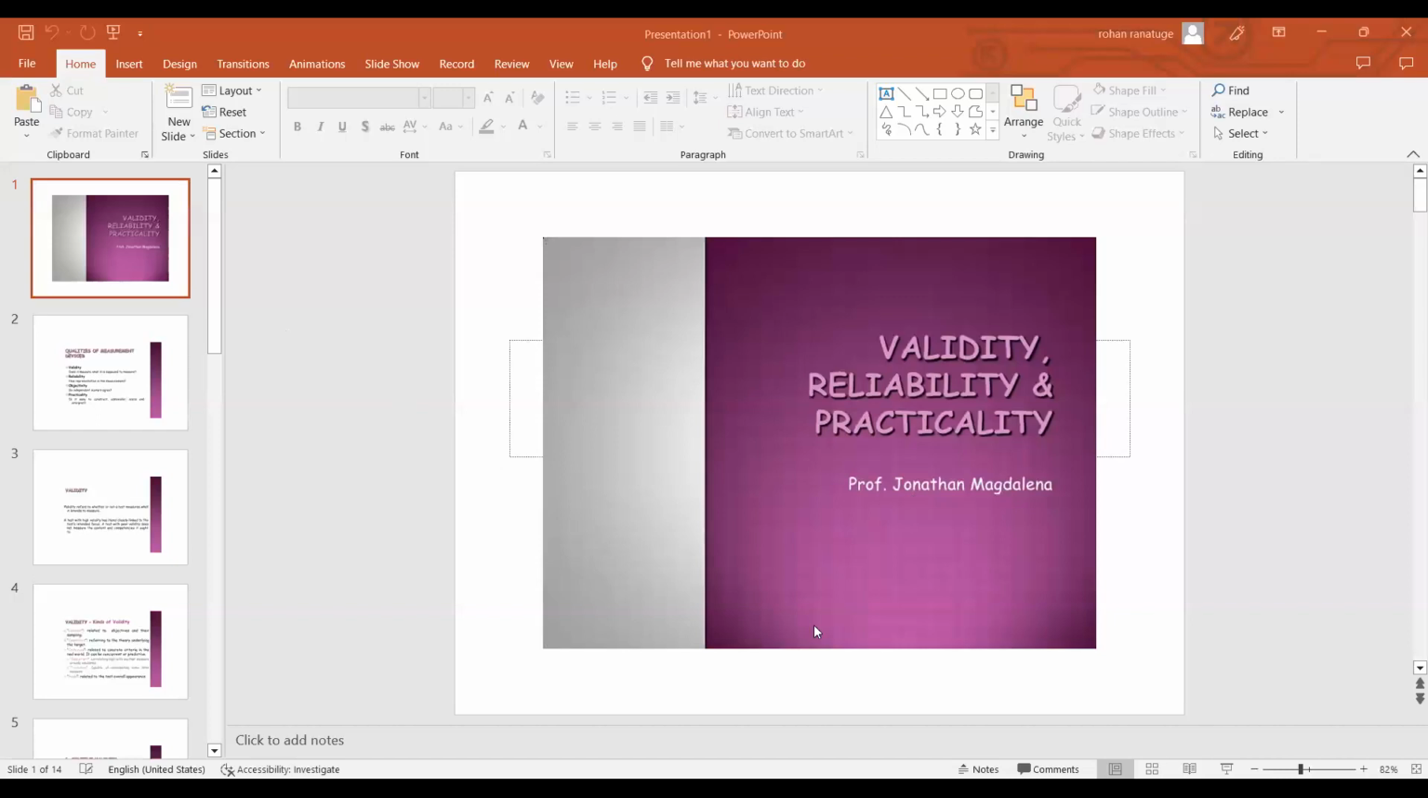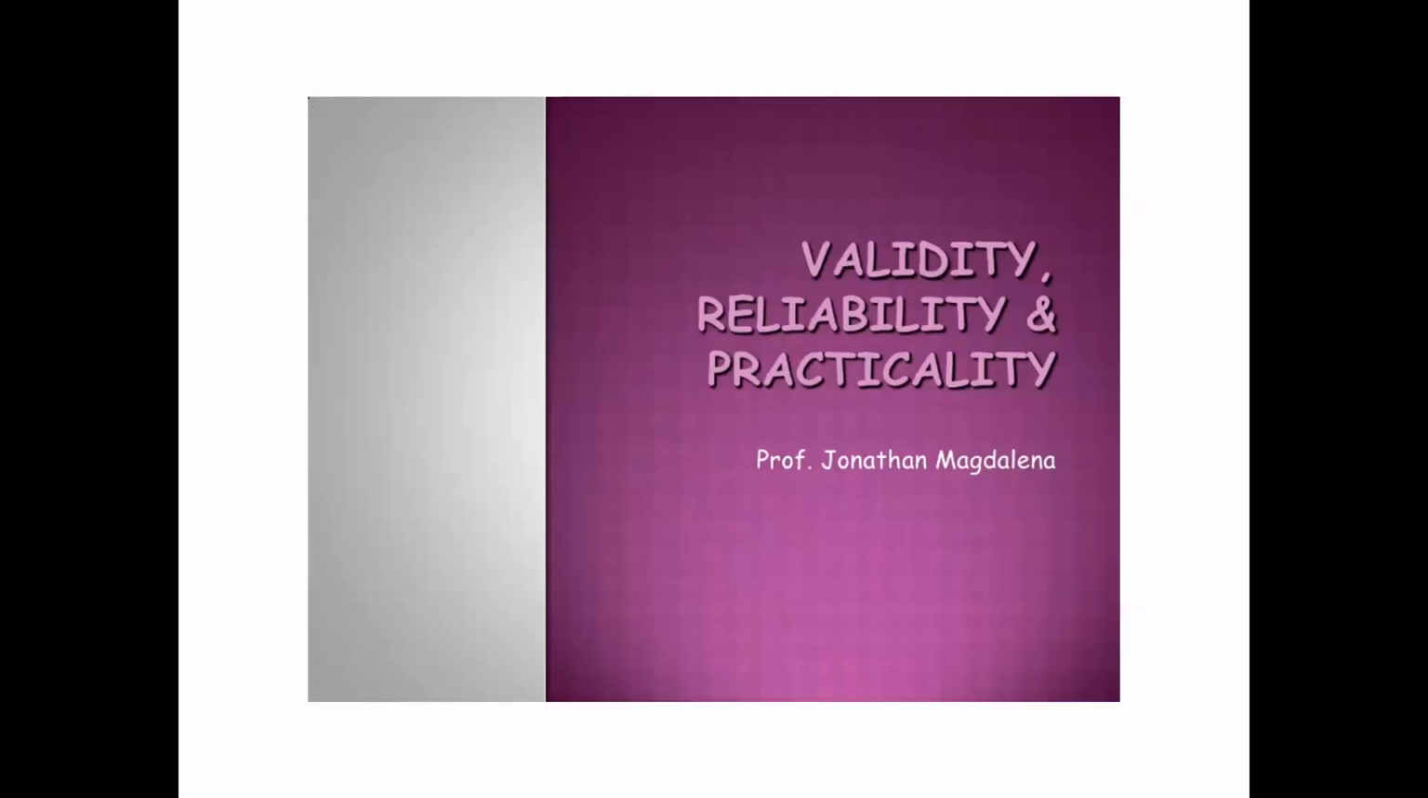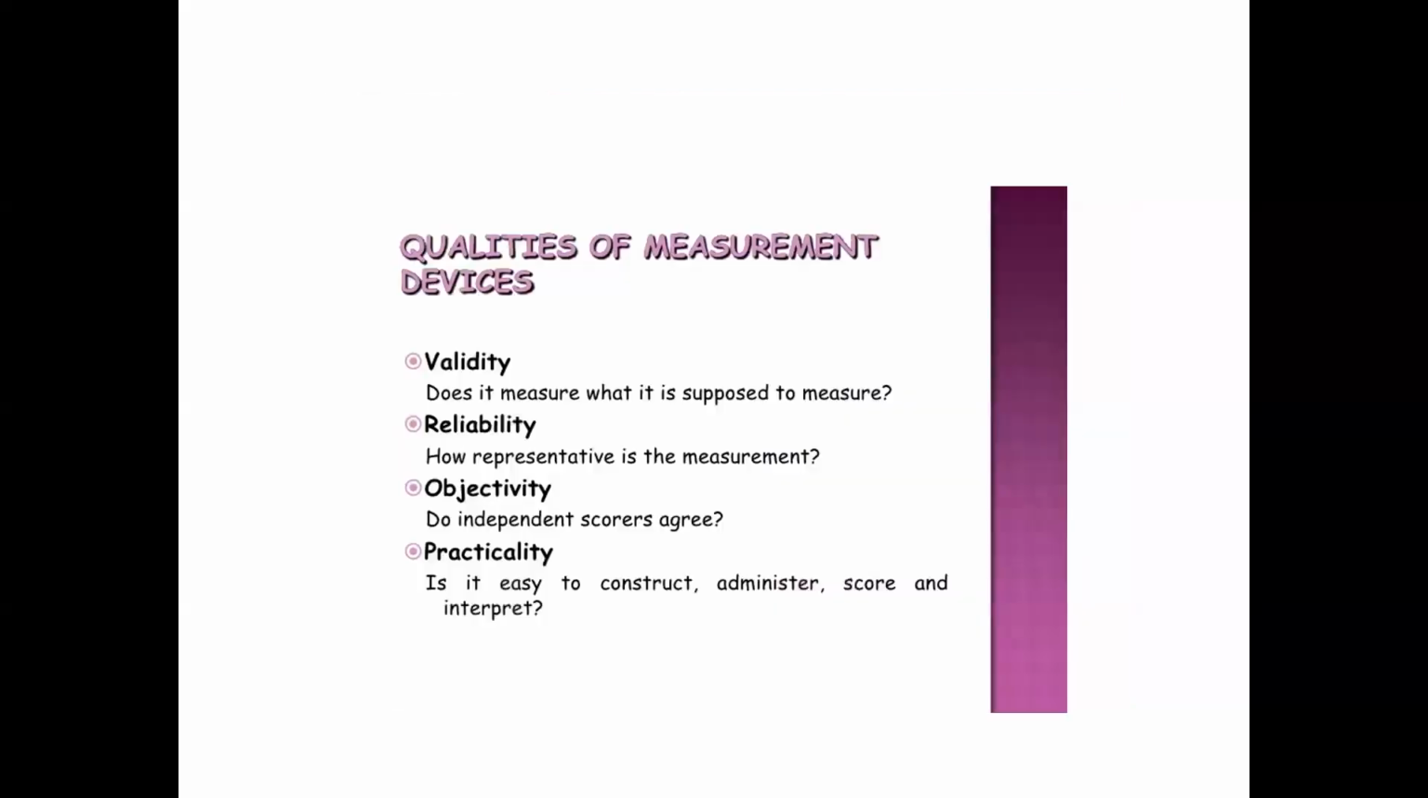Yeah, so this has information about all 3 qualities. So anyway, let's look at validity first. Now this speaks about several characteristics: validity, reliability, objectivity, and practicality. Yeah, objectivity is also an important characteristic.